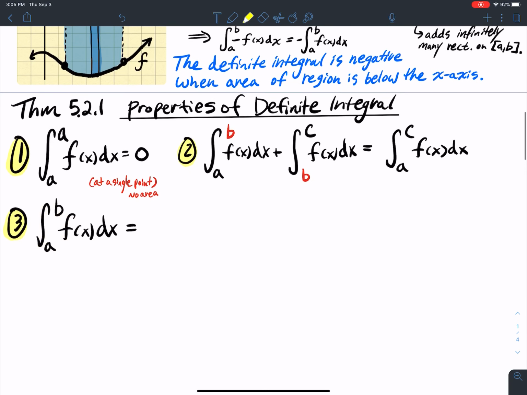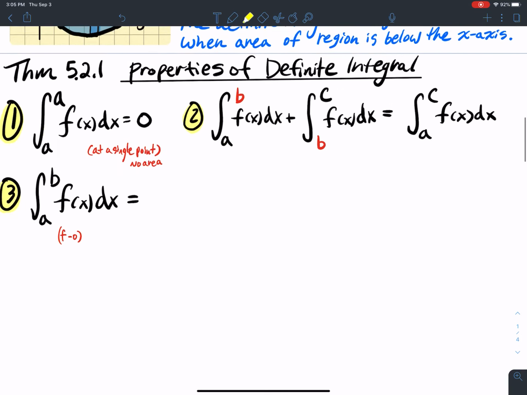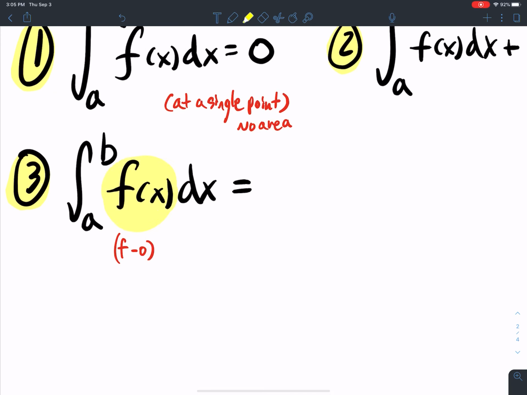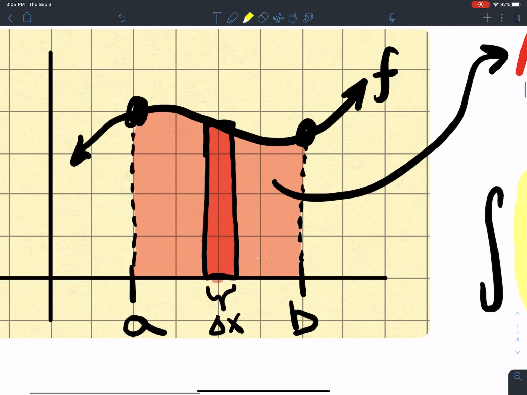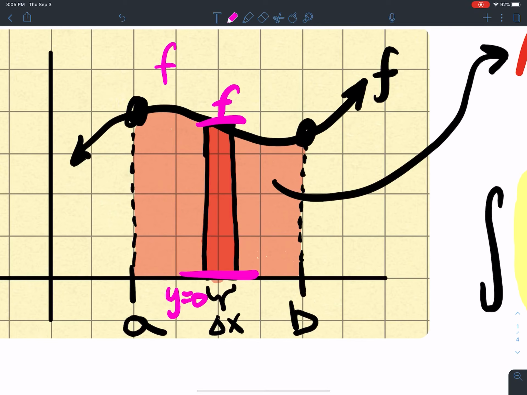Okay. Another property, if I have f of x dx integrated from a to b here, then what do I know? Well, from an earlier video, we know that height is equal to the function value minus the y equals 0 line, okay? And that the delta x, the dx, is the right minus the left endpoint on the base of the rectangle. If we go back to here, you can see that from the picture. You have your f function here and your y equal to 0 line here. So the top minus the bottom is f minus 0.